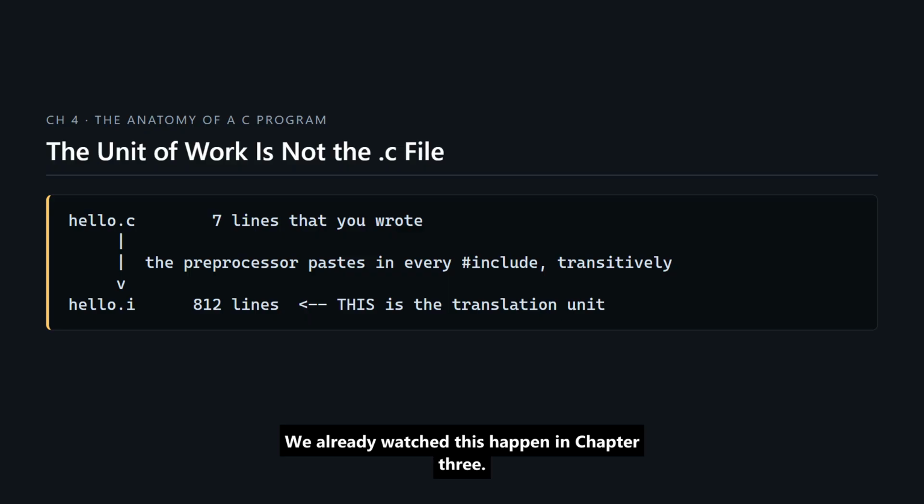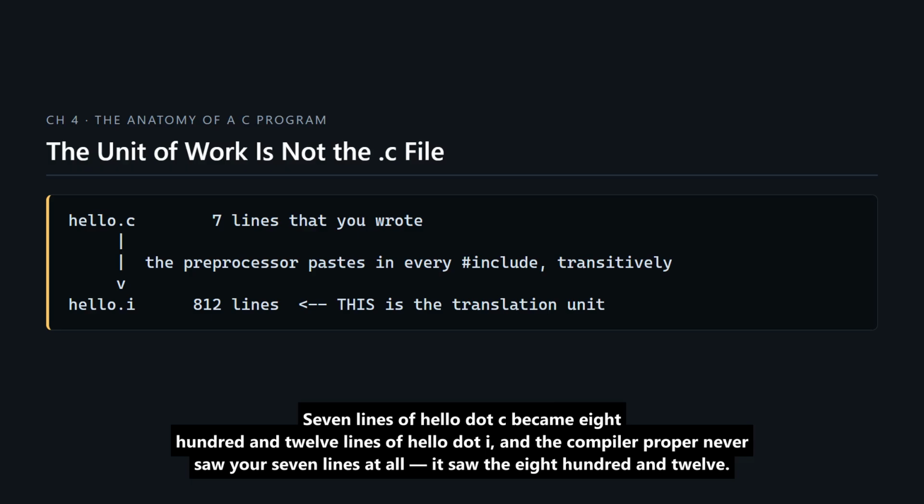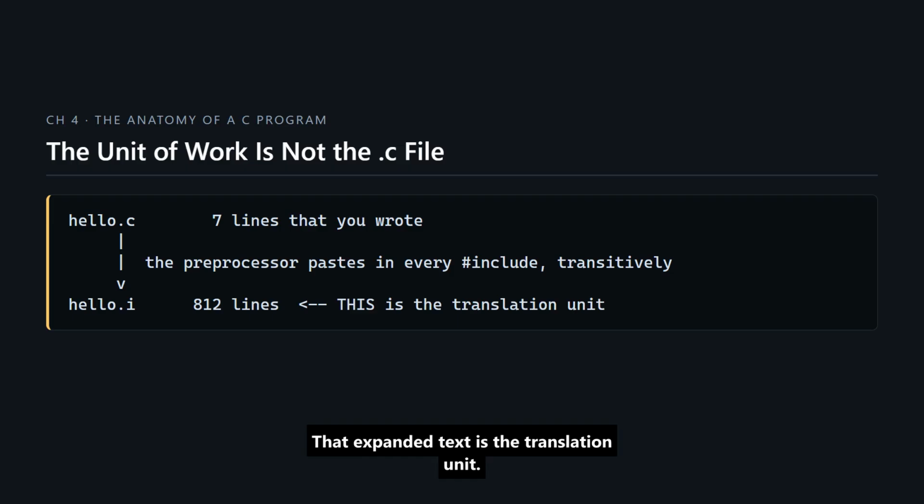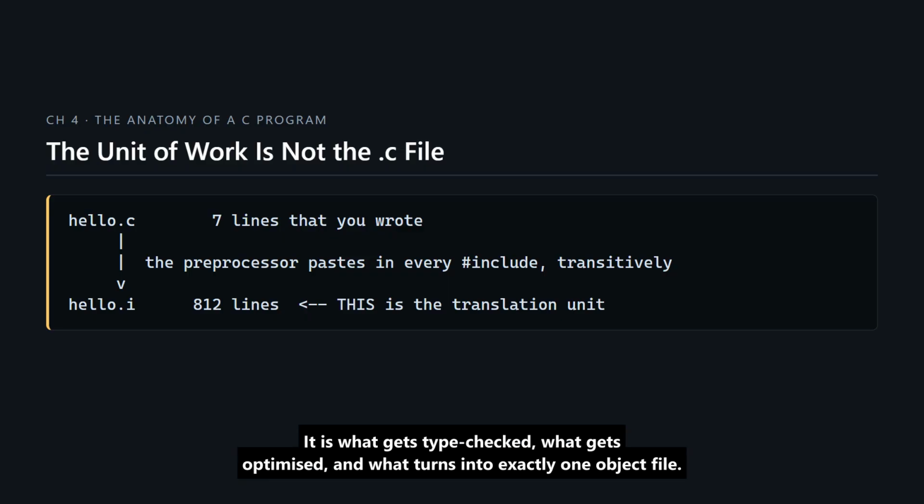We already watched this happen in Chapter 3. 7 lines of hello.c became 812 lines of hello.i, and the compiler proper never saw your 7 lines at all, it saw the 812. That expanded text is the translation unit. It is what gets type-checked, what gets optimized, and what turns into exactly one object file.